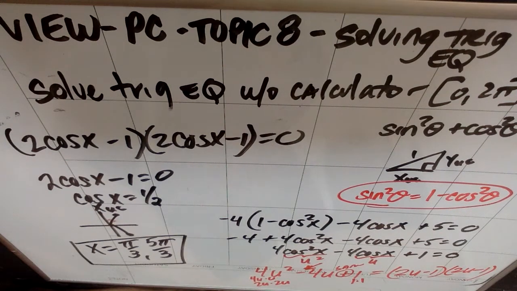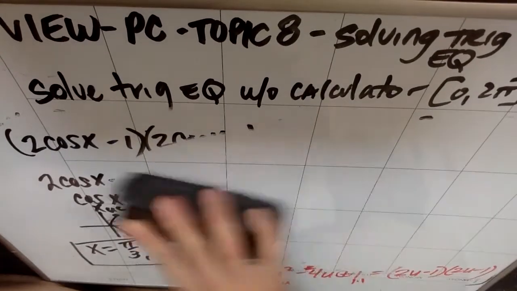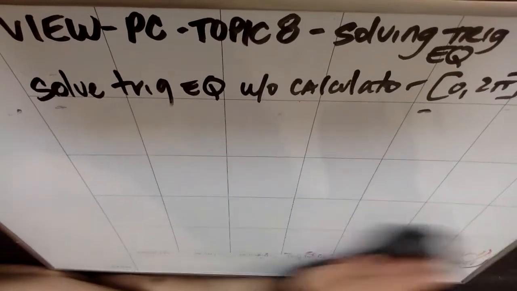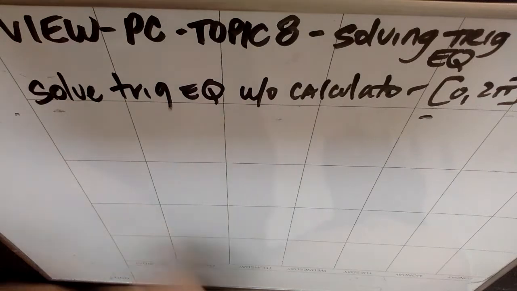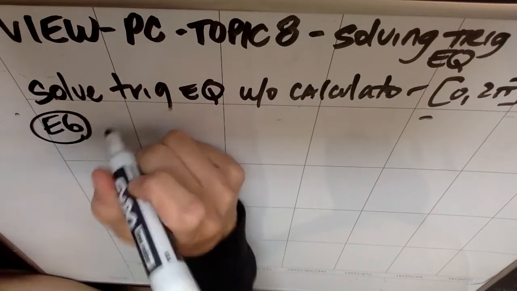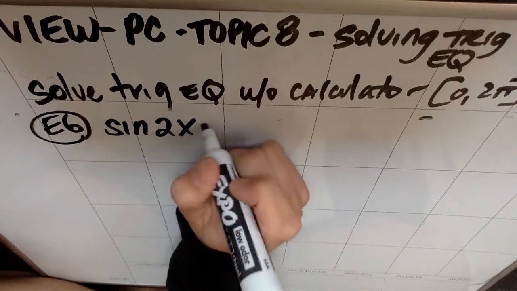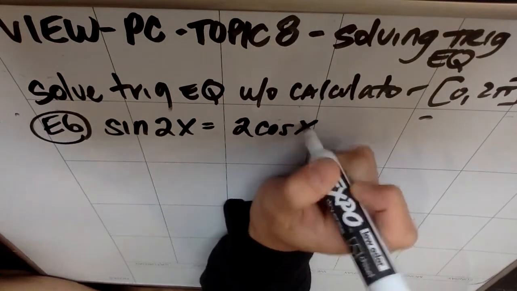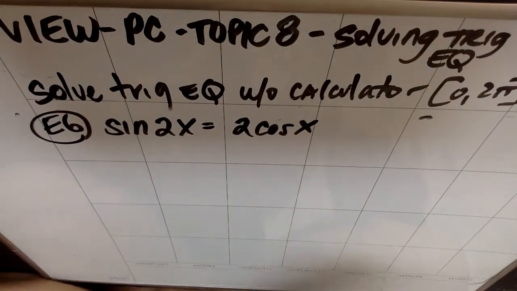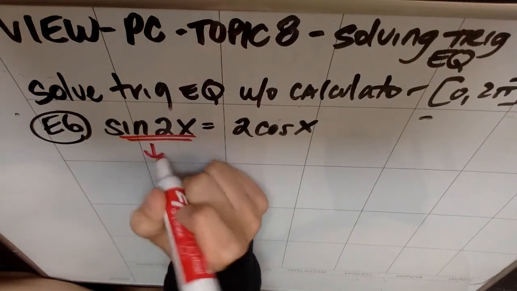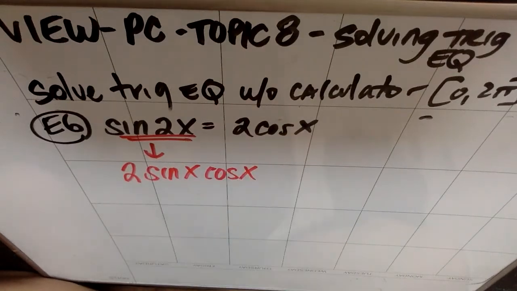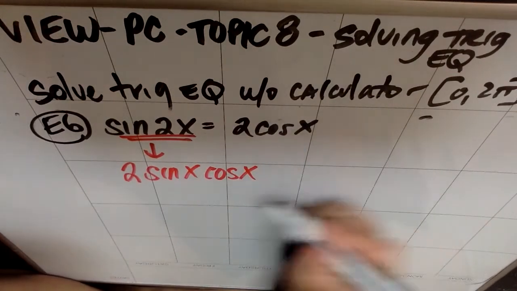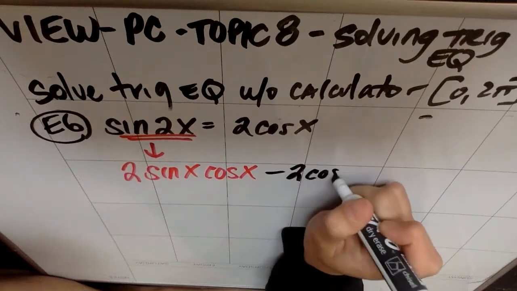All right, last example is again going to involve using a trig identity. But this time when we see that sine of 2x, we hopefully think, hey, I know a trig identity that deals with that. So when we do E6, I have sine of 2x equals 2 cosine of x. And I say, oh, wait a second, I know that I can't deal with this 2x being on the inside, but I do have a trig identity that makes this 2 sine of x cosine of x. And then I'm going to subtract the 2 cosine of x over.